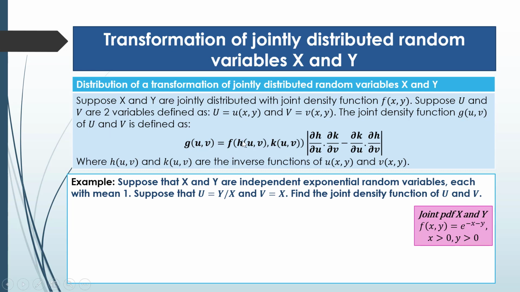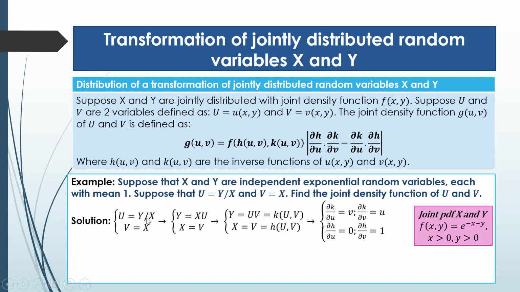Now we need to find h and k. So start with the second piece of information. U is y over x and v is x. We are going to solve for x and y in terms of u and v alone. So y is xu and x is v, but we don't expect to have x in the new function, so we are going to replace x by v. So y is uv and x is v. The first, uv, is notated as a function k of two variables u and v, and v here is the second function h of variables u and v. Then we find the partial derivatives with respect to u and v.